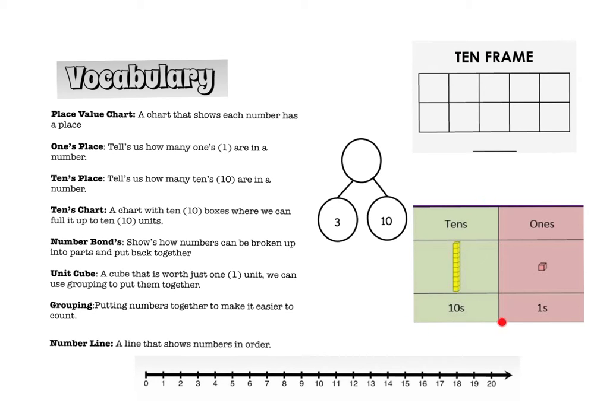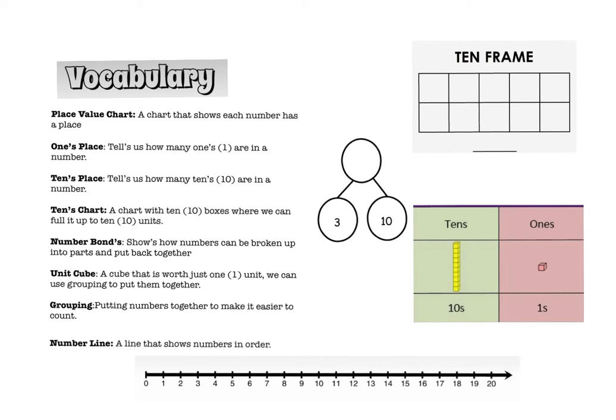On the other side is our tens place. This tells us how many tens are in a number. So we have 10 here, and this is a visual of 10 units. Our next vocab word is a tens chart, which is also a tens frame. A tens chart is a chart with 10 boxes where we can fill up to 10 units.